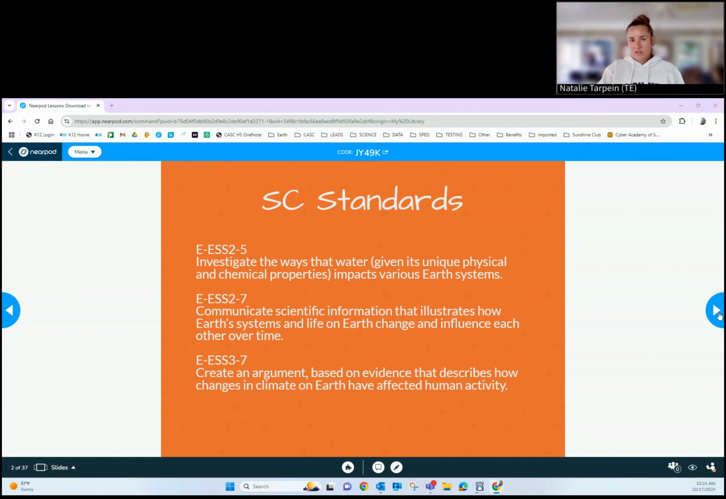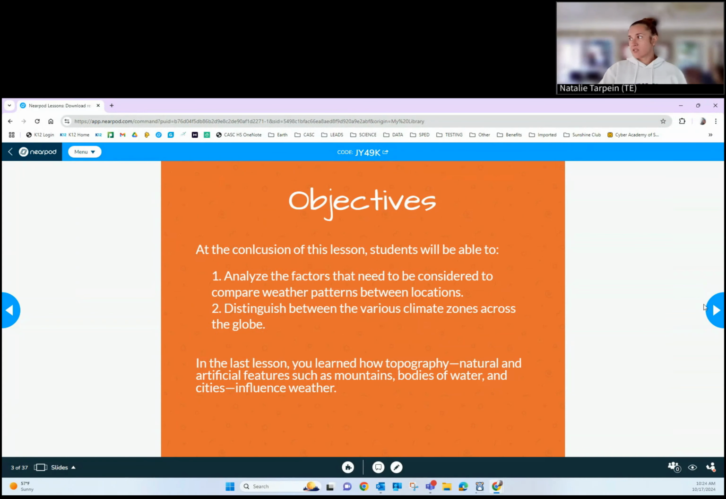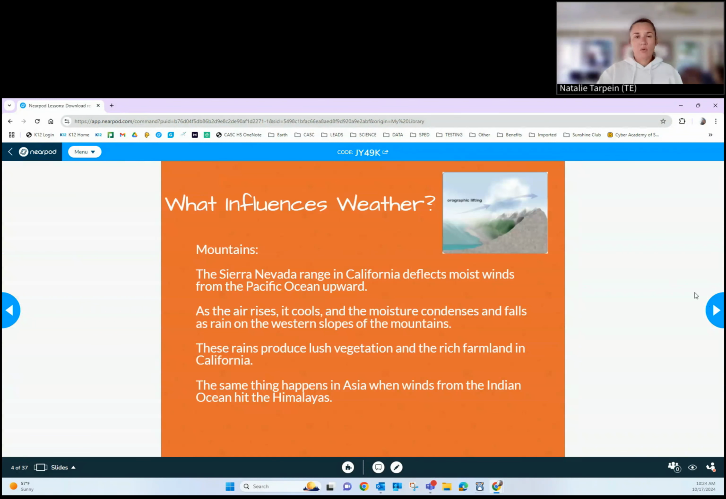So these first several slides are going to be just some examples, and we're going to kind of go quickly through some of these slides. But there are several different factors, a few main ones that influence weather. Number one, we've got mountains on here as an example. So think about what would be different in the mountains versus sea level.